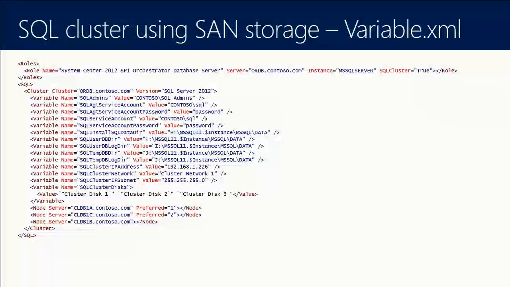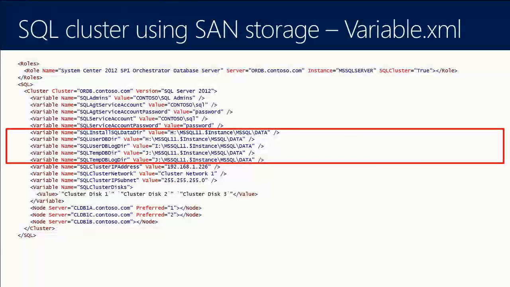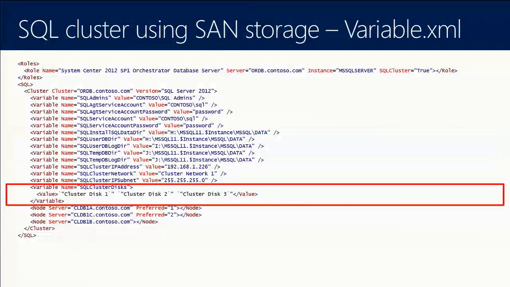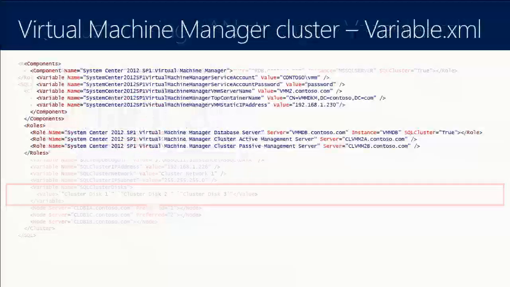Very similarly with SAN storage, with traditional cluster shared storage, I'm saying this is clustered, but instead of those UNC paths, I have paths to drives, and I also have to specify which cluster disks those exist on. We can't automatically detect any of that stuff for you.